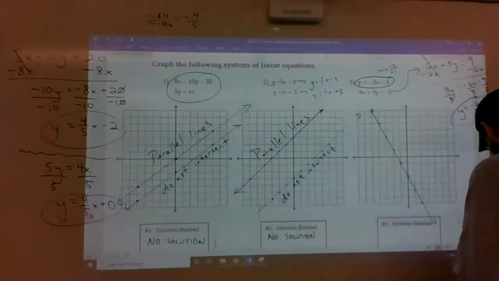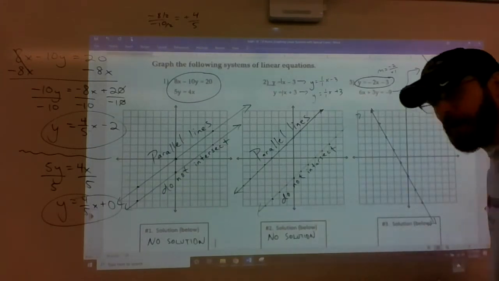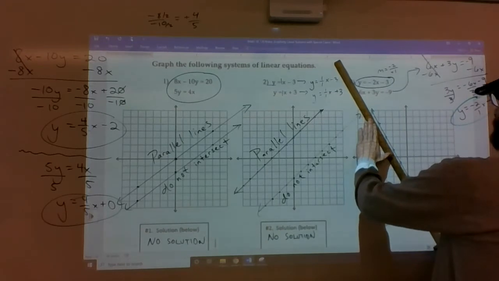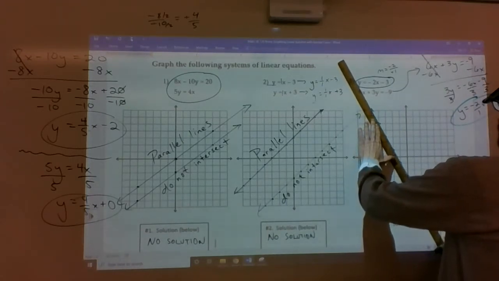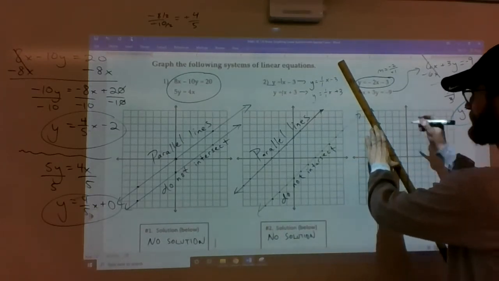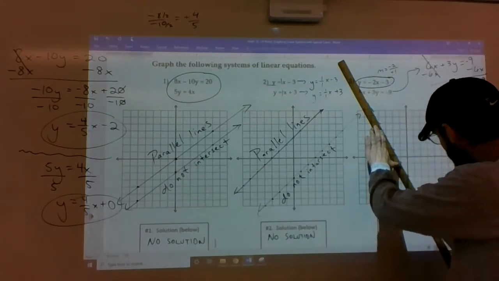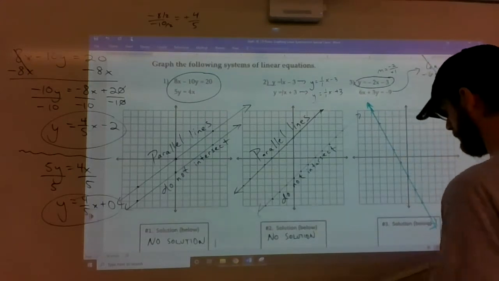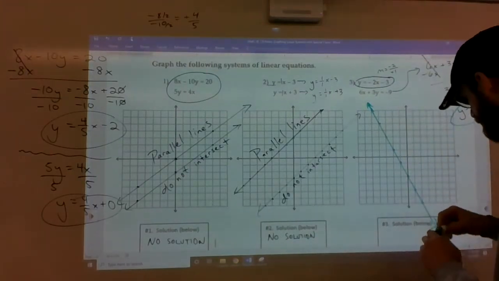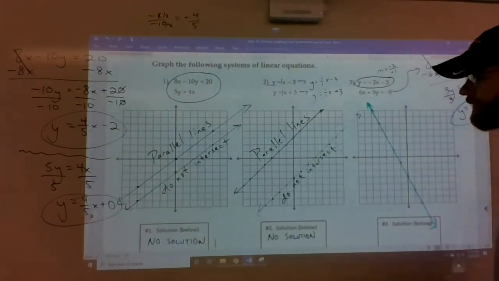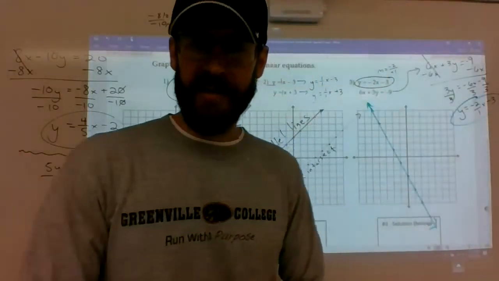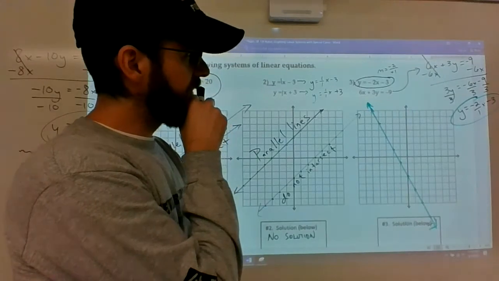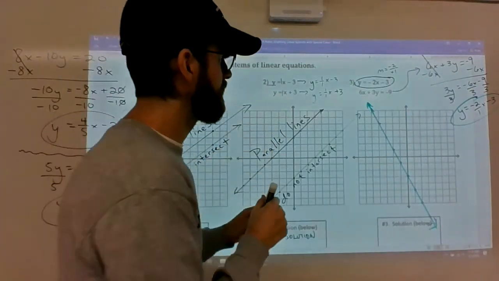Okay, I'm just going to roll with it. I plotted the points, and now I'm going to graph them. All right, so let's interpret the situation here. These are the same line.